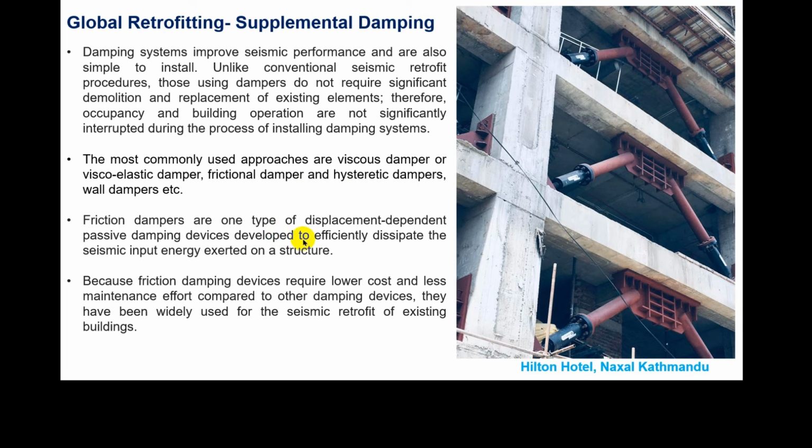Friction dampers are one type of displacement-dependent passive damping device developed to efficiently dissipate the seismic input energy that can be exerted on the structure. Because friction damping devices require lower cost and less maintenance effort compared to other damping devices, they have been widely used in most of the countries, and also in the context of Nepal, they have been introduced recently for the seismic retrofit of existing buildings.